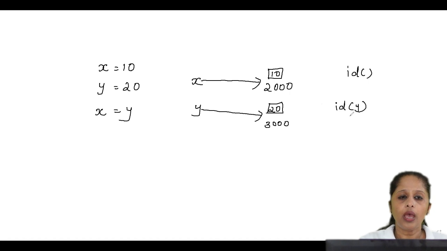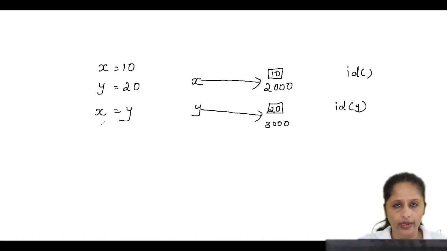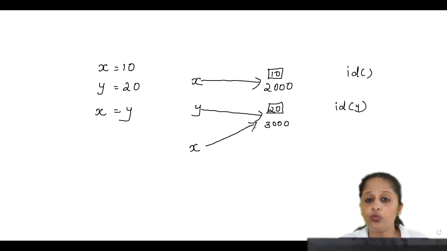Okay. So I have written x is equal to y. That means y is already pointing to the location 3000 where 20 is stored. Now x is equal to y means x is also a reference variable to the value 20. That means now x and y are pointing to the same location 3000 where 20 is stored. Before, x was pointing to the location 2000.